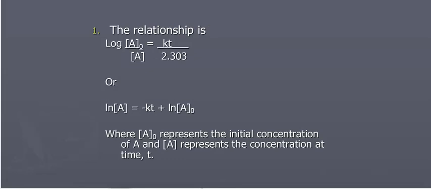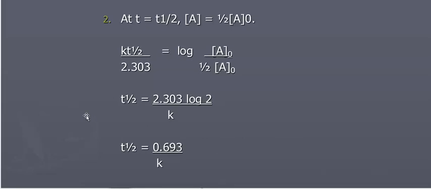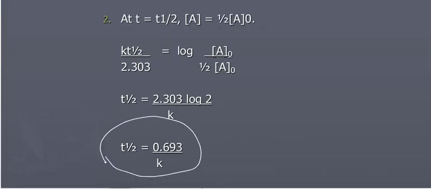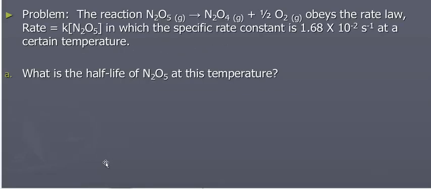There are two equations here that show the relationship between concentration and time. I prefer to use the natural log equation though. A is the concentration at time t, A sub 0 is the initial concentration. We can derive a half-life equation. Don't worry about the derivation, but here's my half-life equation for a first order overall reaction. So we have two equations for first order.